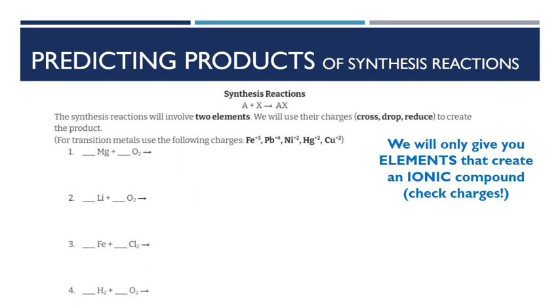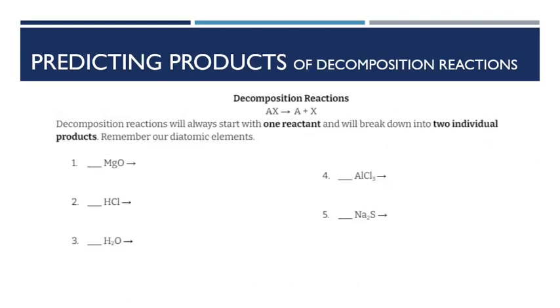So I want you to go ahead and finish this last one. We've got some simple elements, no weird transition metals. Just check the charges, cross, drop, reduce to see what compound you're going to make. Once again, as long as it's not blank, I'll give you a stamp on this page, but I need to see you try. Now, top of the next page, all we're going to do is talk about these decomposition reactions, and then we're done with this podcast.